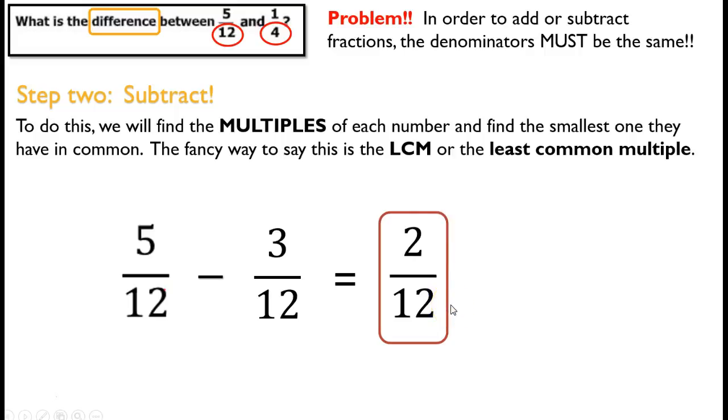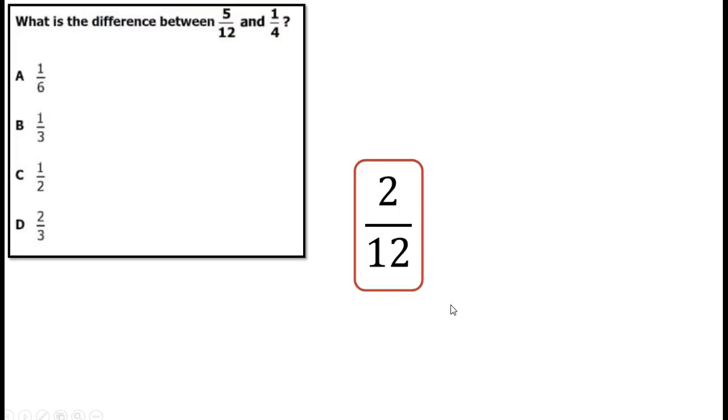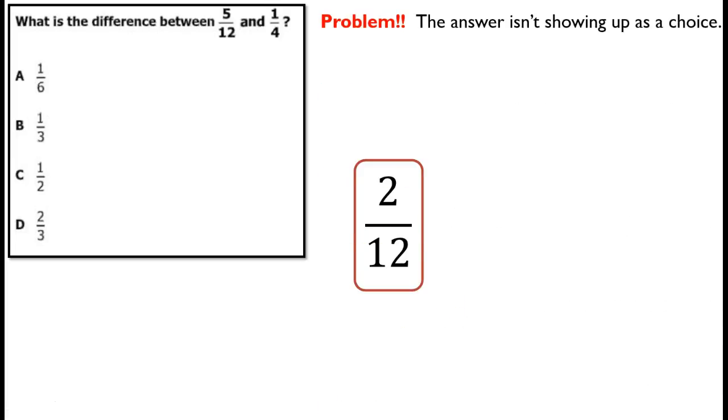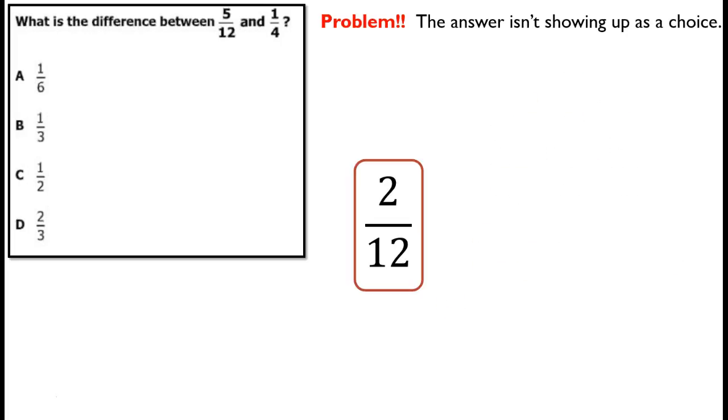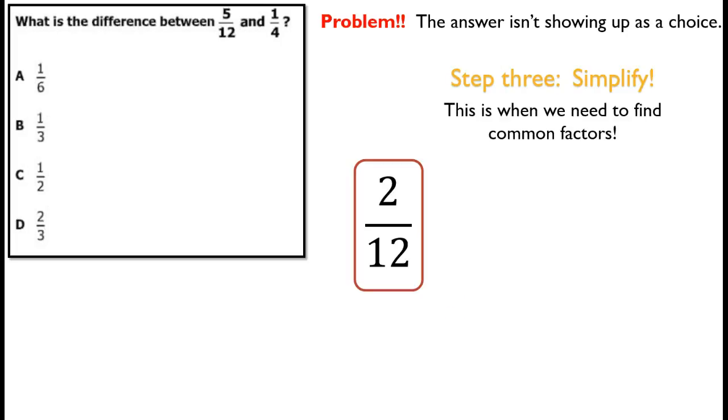So let's go back to our problem. Oh no. The answer isn't showing up as a choice. Oh goodness. No worries. No worries. Because you guys know what to do. We're going to simplify this fraction. And this is when we find the common factors. So that other skill that you just learned is going to be used to simplify this fraction.